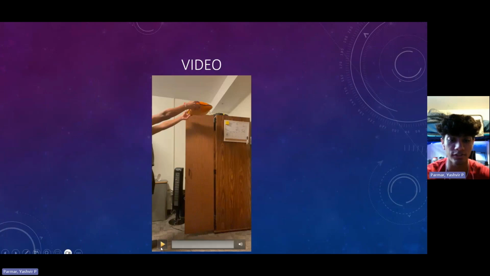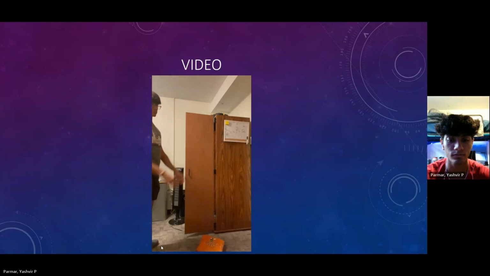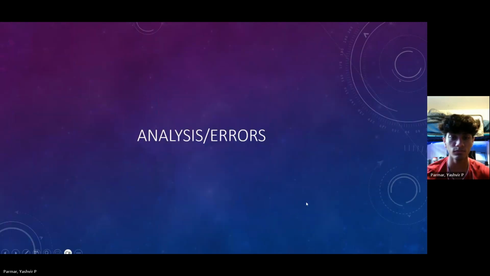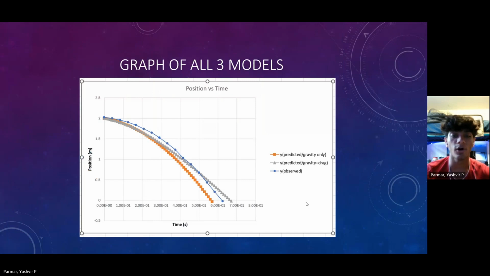So here is the video of my experiment. Here we have the graph of all 3 models. You can see in blue is the observed model with Tracker, and the gray and orange are the 2 predicted models. I'll go over some analysis in the next slide.